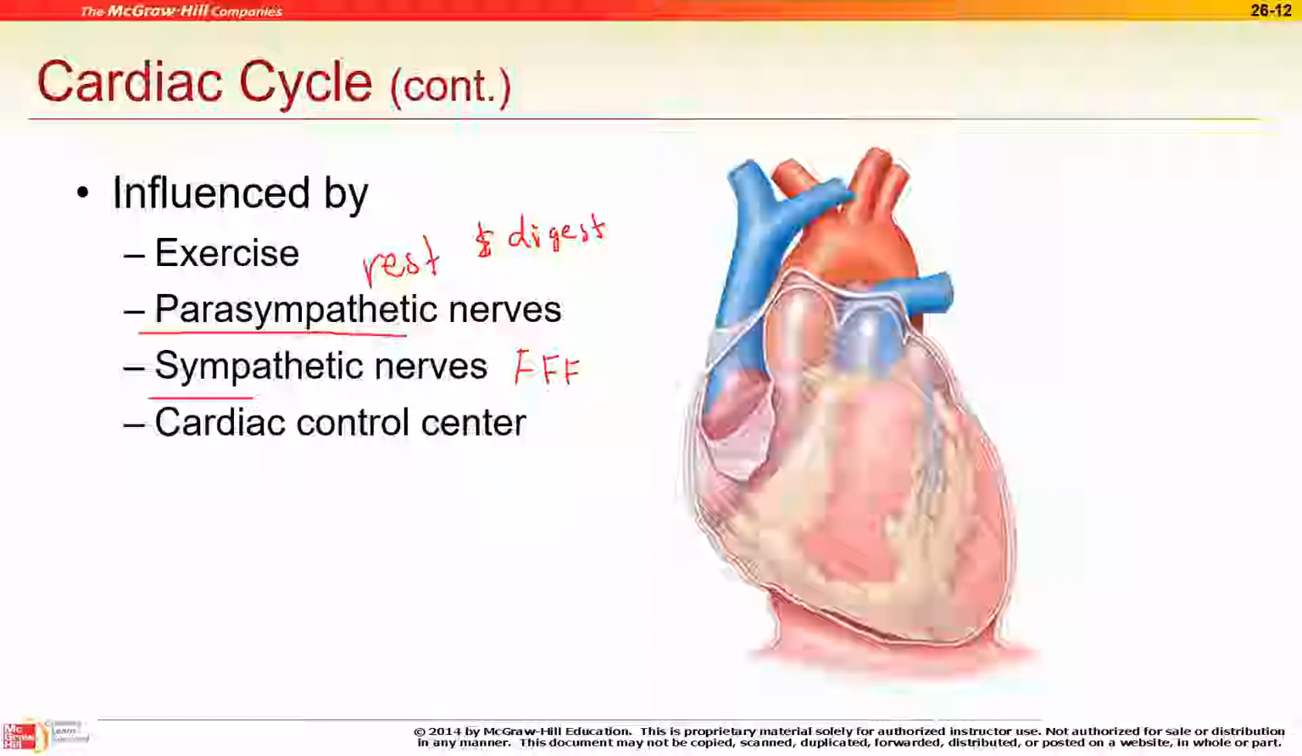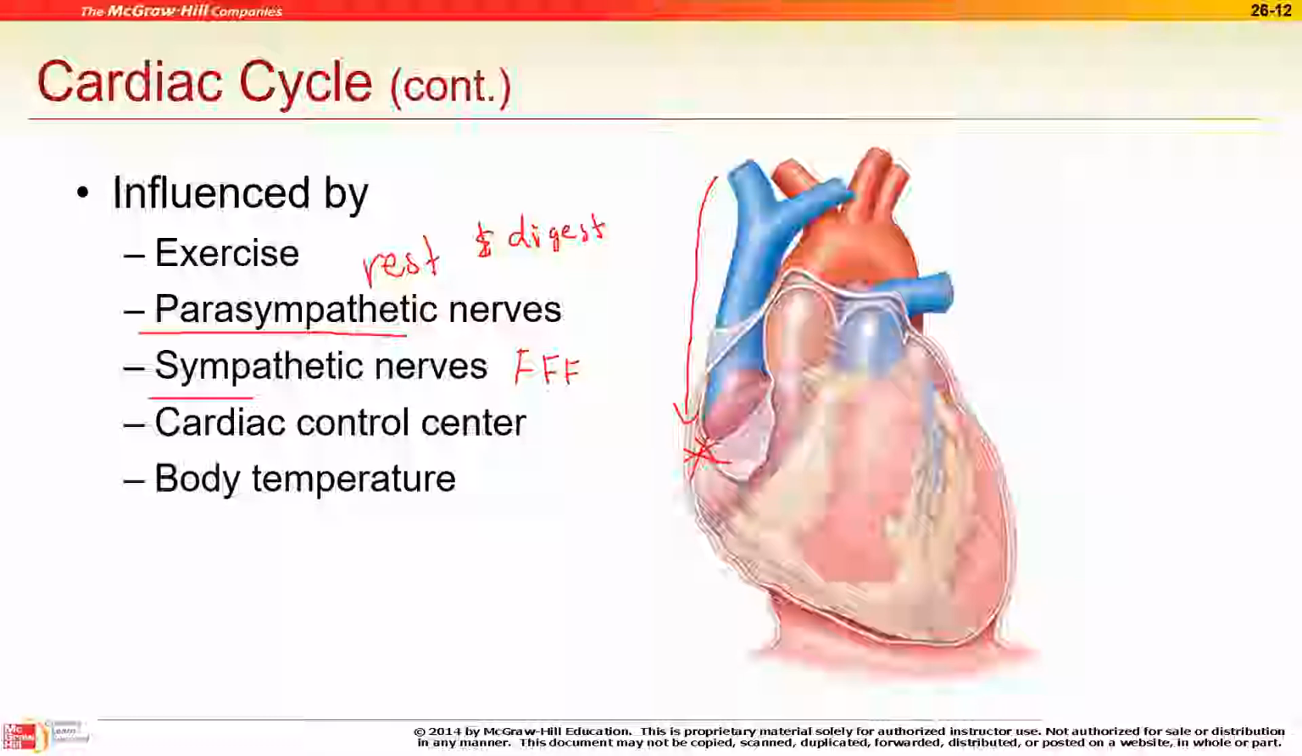Cardiac control center. So this is in your brain. So your heart has its own pacemaker right about there. But the brain can override it, telling it to speed up or slow down. So that's your basic life-sustaining functions in your brainstem.